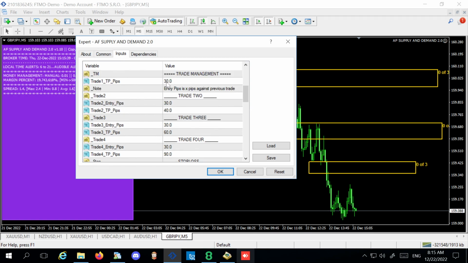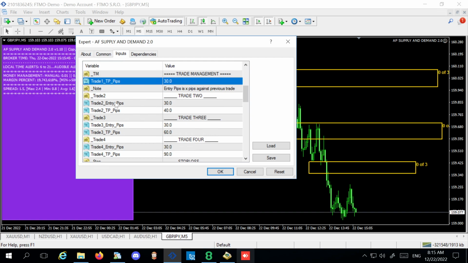Okay, so the first entry here is made at 30 pips. Oh, sorry, 30 pips take profit, I beg your pardon. Trade two's entry would be at 30 pips again. Then the take profit would be at 40 pips. Trade three would be at 30 pips more. So if it goes 30 pips above where the second entry is, we'll take another trade out and then it will set its take profit at 60 pips.